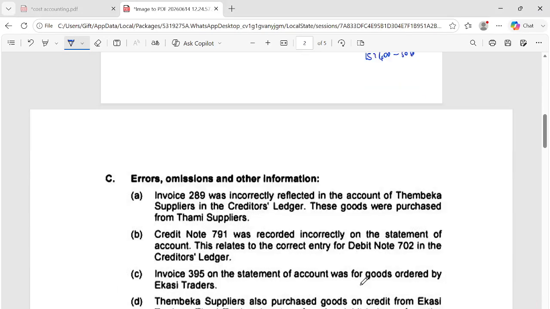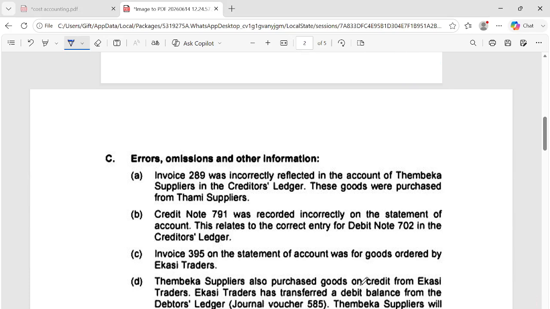Now we move. They're saying that credit note 791 was recorded incorrectly on the statement account. This relates to the correct entry for debit note 702 in the creditors ledger. Remember, me as the business, when I'm bringing back the laptop that I bought, I have to reduce the money that I owe them. In my books, I'm going to write it as a debit note, and then in their books, they're going to write it as a credit note. Now let's see.